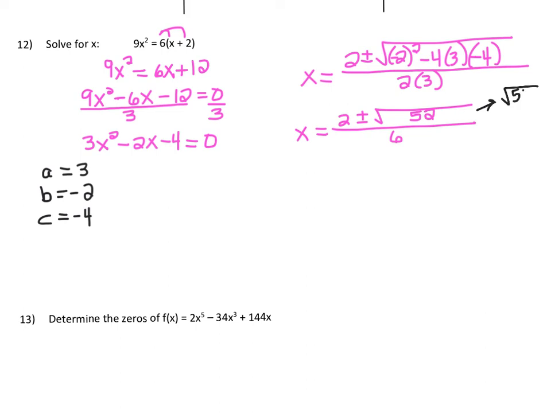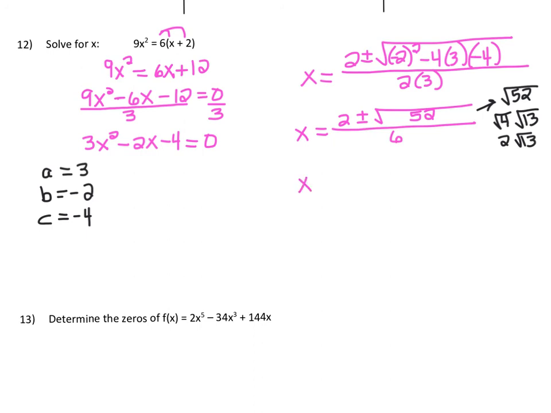Now 52 is not a perfect square, so I want to come up with two numbers that multiply to 52 where one of them is a perfect square. And I want it to be the biggest perfect square possible. So the biggest perfect square that divides evenly into 52 is 4. And 52 divided by 4 is 13, so that's what I'm left with here. Now we know the square root of 4 is 2, so I'm going to rewrite this as 2 radical 13. Okay, so let's come back to our problem over here.